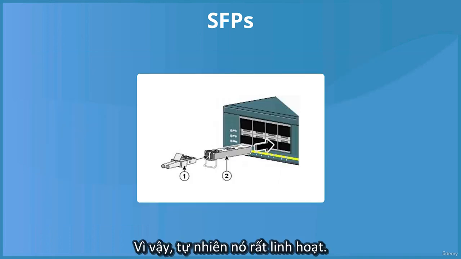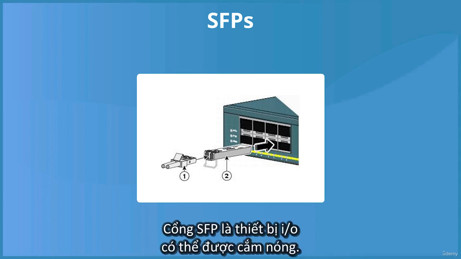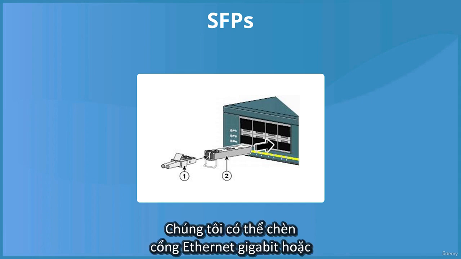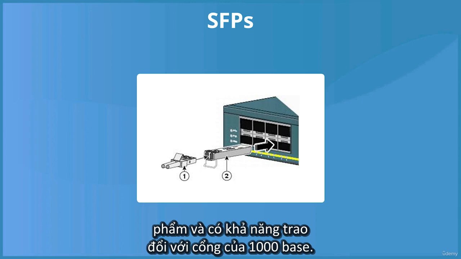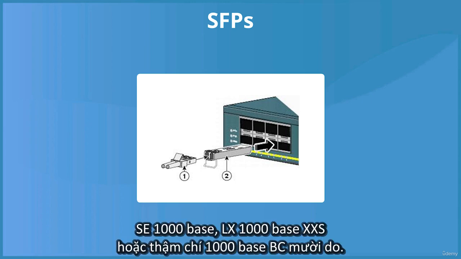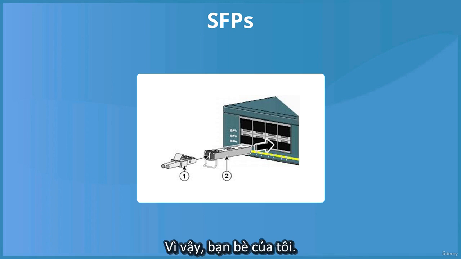So naturally, it's flexible. The SFP port links to the network, right? The SFP port is the I/O device which is able to be hot plugged. We're able to insert a gigabit Ethernet port or slot into the SFP port and then connect the SFP port with a network. So the SFP port is applied in many, many products, and it's able to exchange with a port of 1000 base SX, 1000 base LX/LH, 1000 base ZX, or even the 1000 base BX10 DU. So, my friends, it's got a lot going for it.